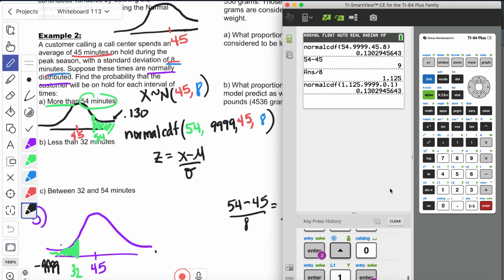And I'm going to do normal CDF. The lower bound, negative 999 on the left. The shading starts on the left at negative 9999. It ends at 32. The mean of the curve is 45, and the standard deviation is 8.